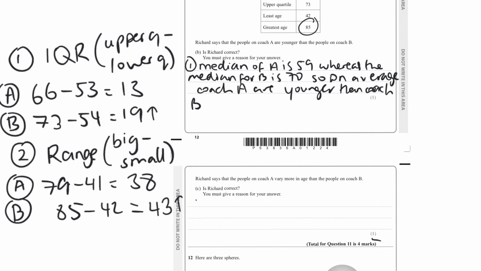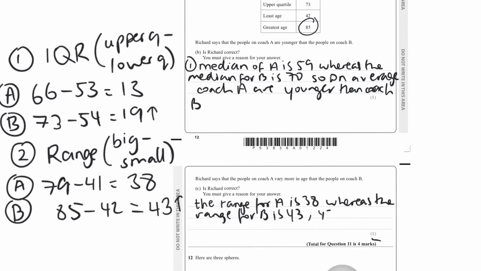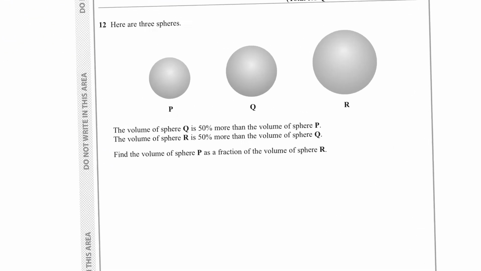So I'll say the range for A is 38, whereas the range for B is 43. 43 is bigger than 38, so Richard is incorrect. You can say something along those lines. It doesn't need to be word for word what I've said, but something along those lines. Okay, so let's have a look at the next question.